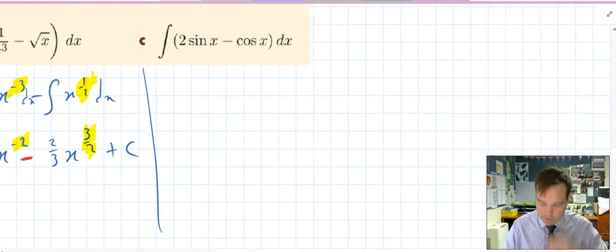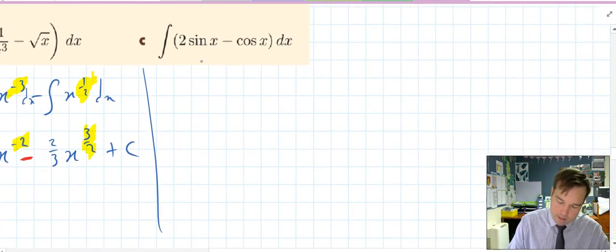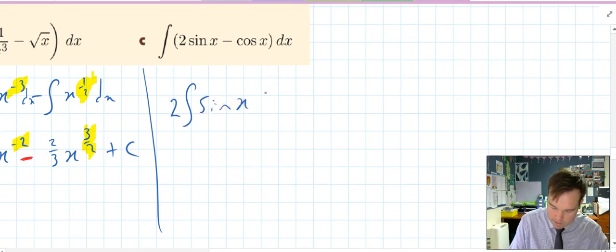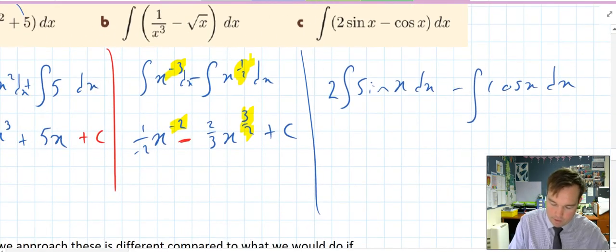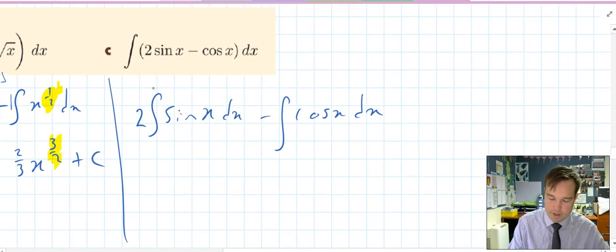Alright, trig. So, do this by parts. Normally we think of the 2 on the front, sine x dx, minus the integral of cos x dx. Any constants you can throw out the front. That's why I've been throwing the minus 1s out the front here. So a 2 gets thrown out the front.